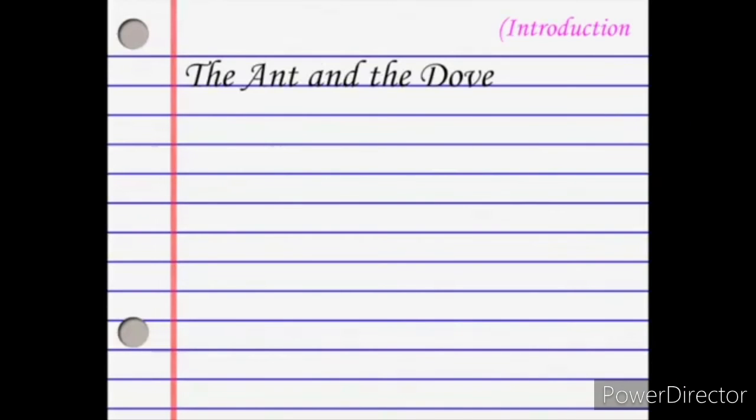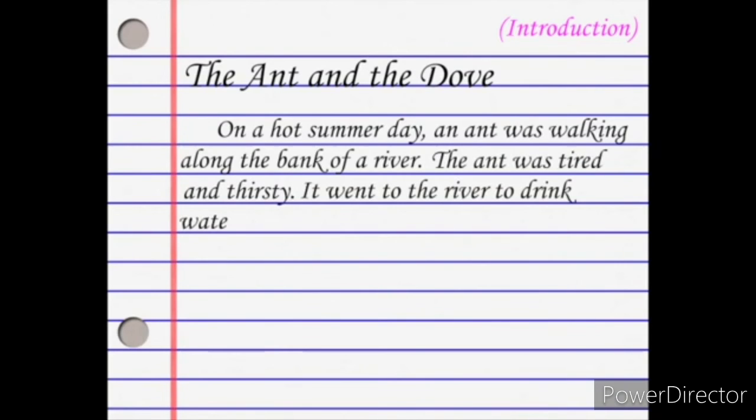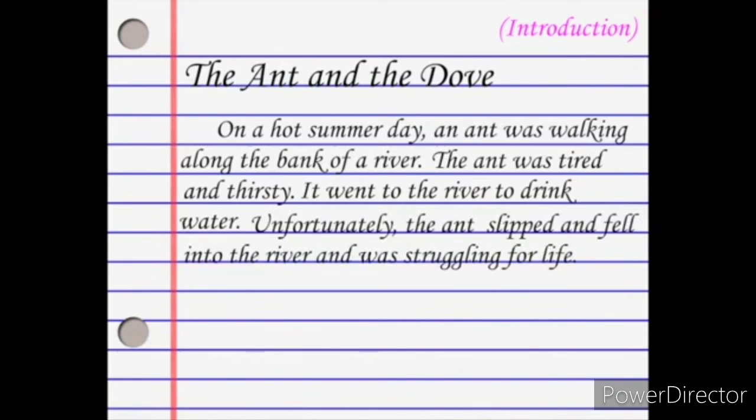Let's start the introduction of the story. On a hot summer day, an ant was walking along the bank of a river. Bank means by the side of the river. The ant was tired and thirsty. It went to the river to drink water. Unfortunately, the ant slipped and fell into the river and was struggling for life.